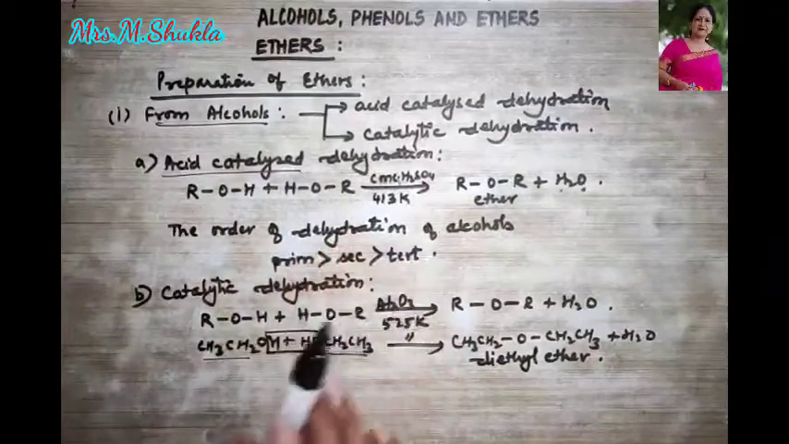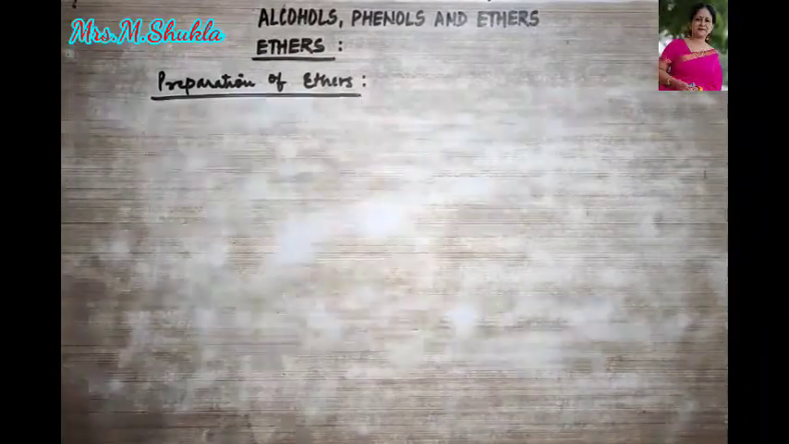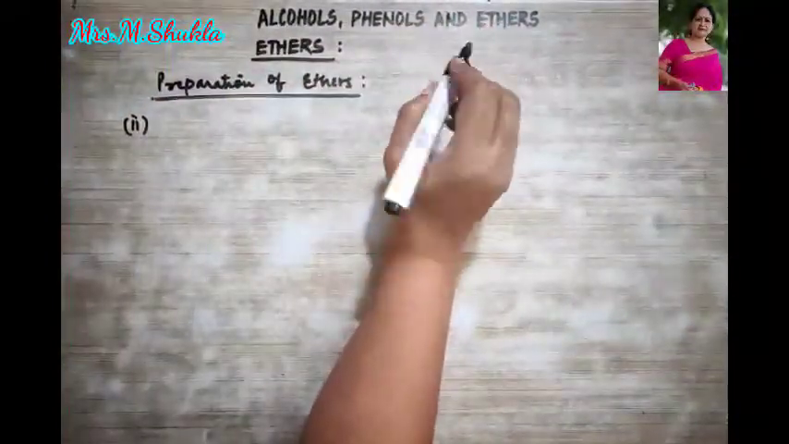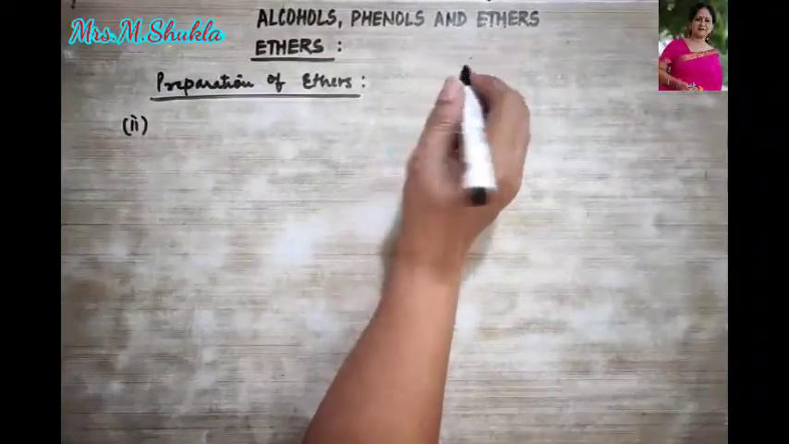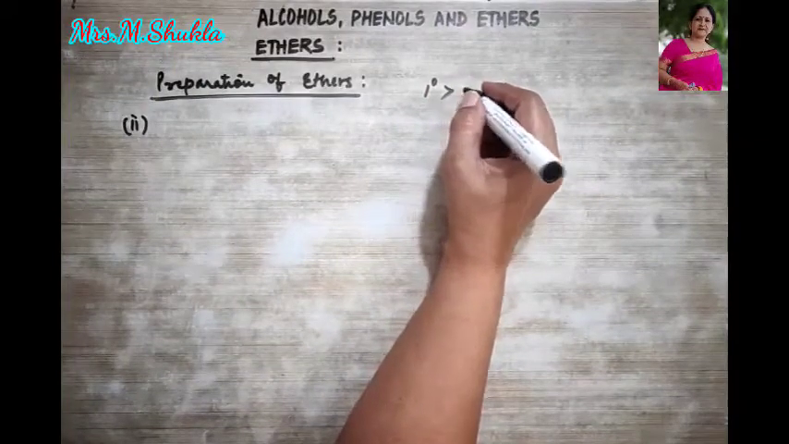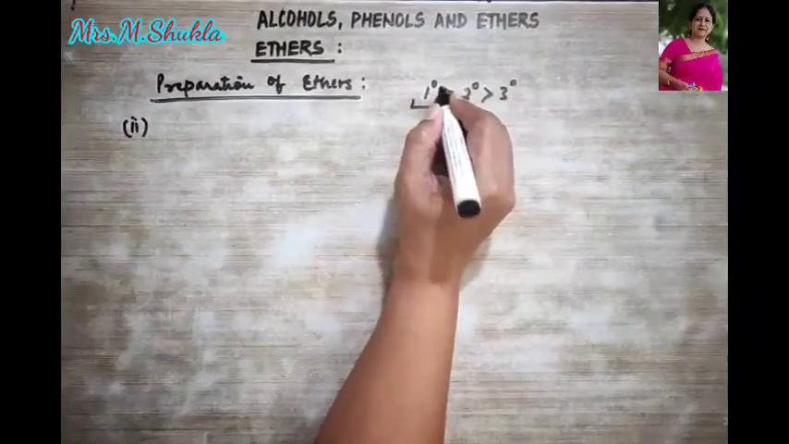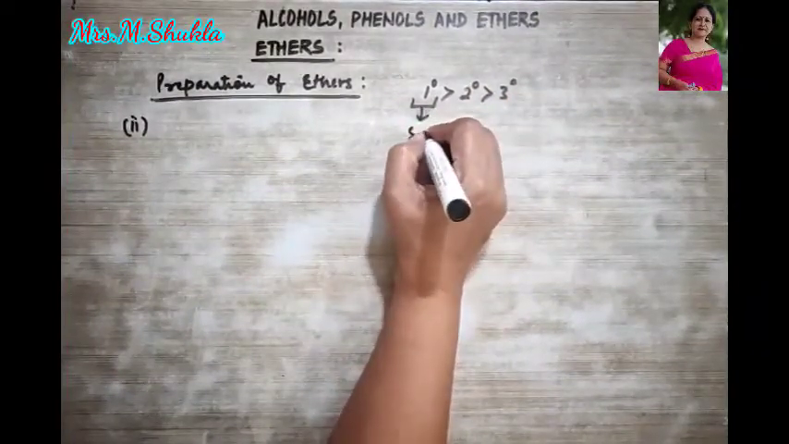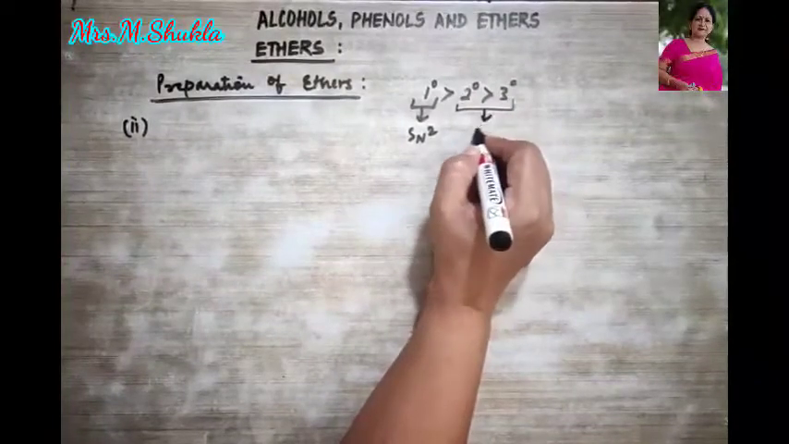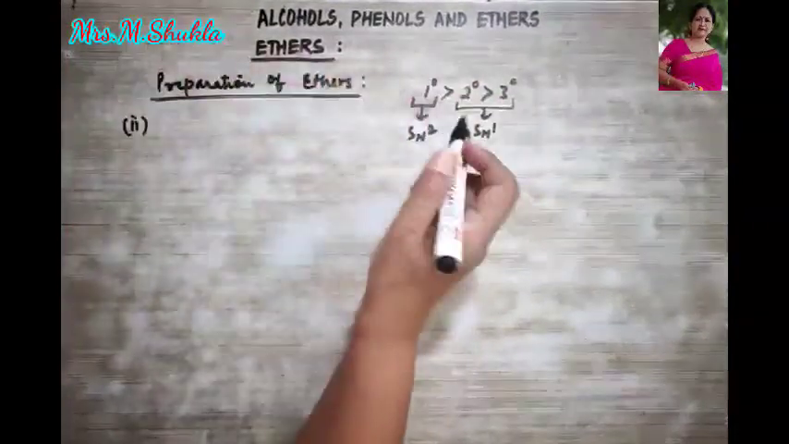One is by acid catalyzed dehydration and the other is only by catalytic dehydration. We move to the next. Before we proceed with the second method of preparation of ethers, let me remind you of the order of dehydration of alcohols: primary shows more dehydration with the catalyst than secondary or tertiary. Always remember, primary alcohol will show the SN2 mechanism, whereas secondary and tertiary will show the SN1 mechanism. This is something that I forgot to tell you in the previous one.